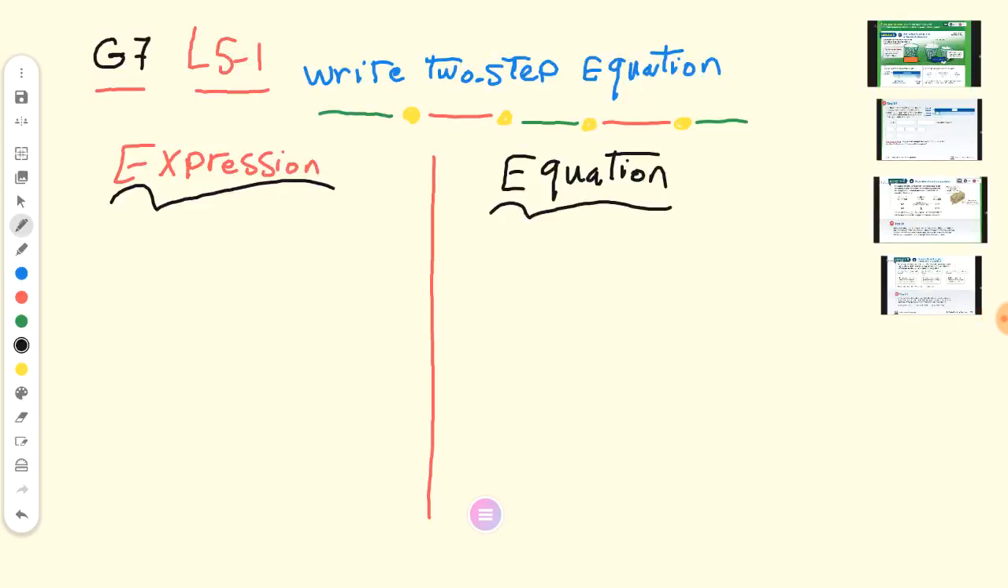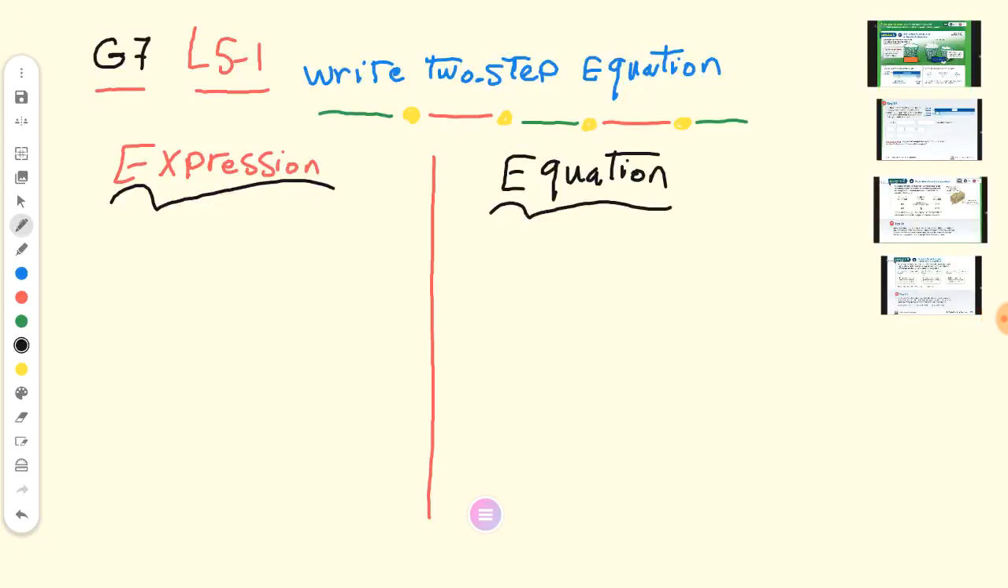Today's lesson is the beginning of topic 5, lesson number 1. We'll talk about writing two-step equations. Actually, the word equation is a new word for us. So, before we start going deep inside the lesson, I need to make a small comparison between the meaning of expression and equation.